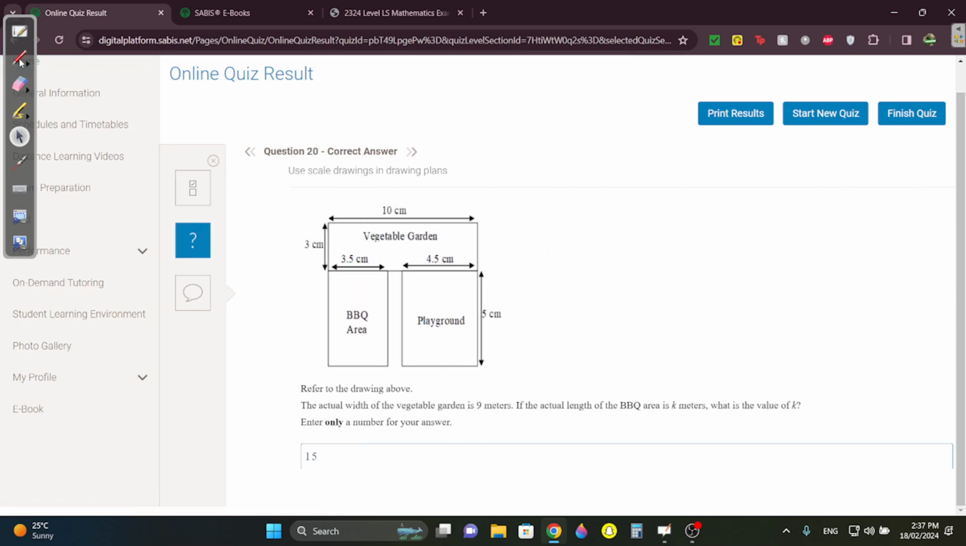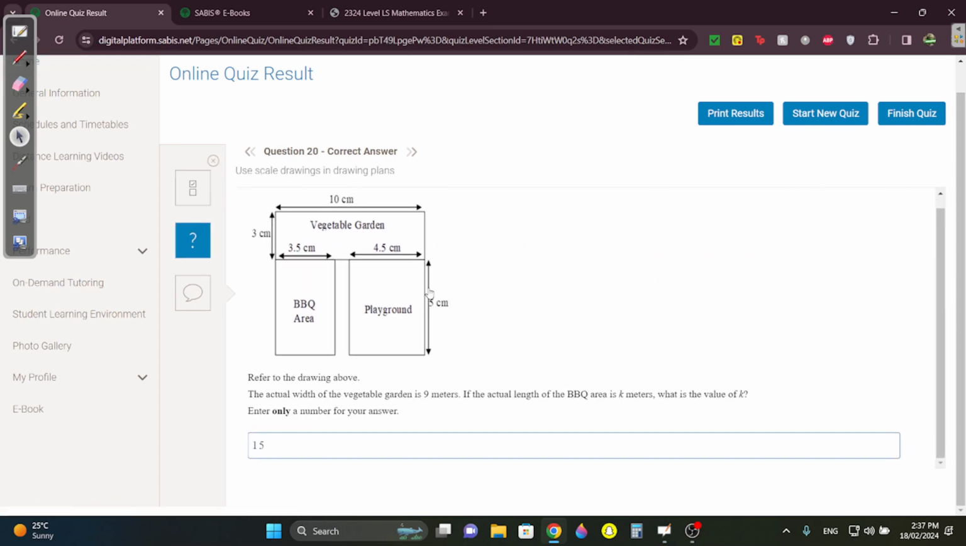Question 20. The actual width of the vegetable garden. So the vegetable garden, this width, this is the length. Don't take that, please. The width is always the shorter side. The actual width of the vegetable garden is 9 meters. If the actual length of the barbecue area is k meters, so this is here, which is actually 5 centimeters because it's 5 here, is k meters. What is the value of k? Okay, enter only a number for your answer.